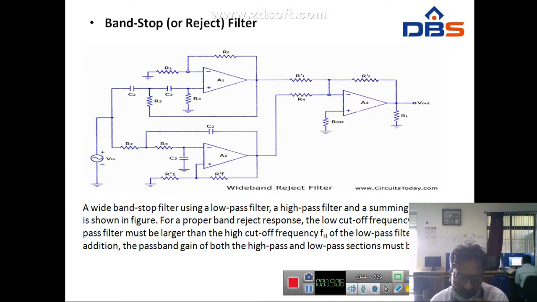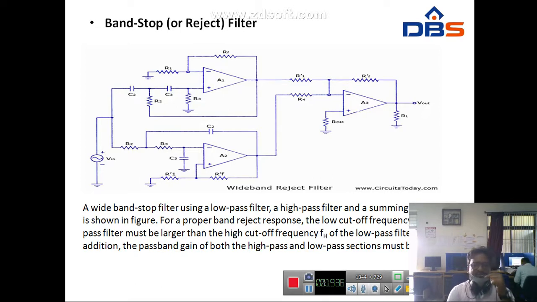Because of its higher Q, that is Q greater than 10, the bandwidth of the narrow band reject filter is much smaller than that of the wide band reject filter. So in the narrow band reject filter, Q is greater than 10, and for this reason its bandwidth is smaller than the wide band reject filter.